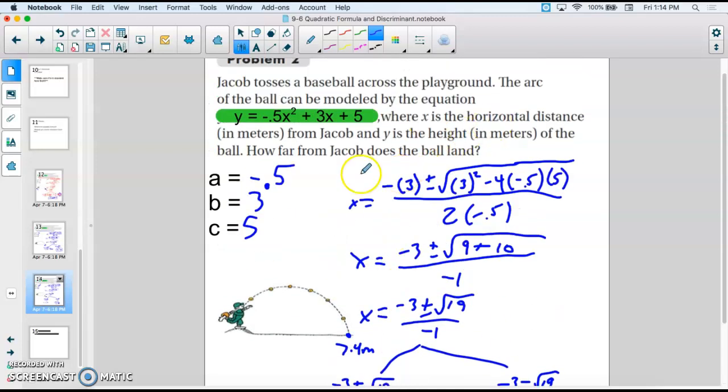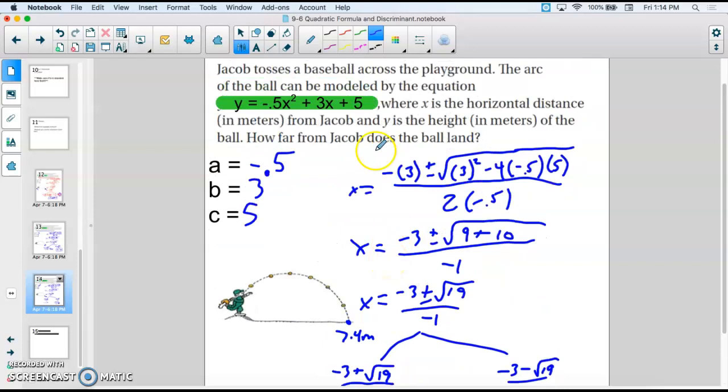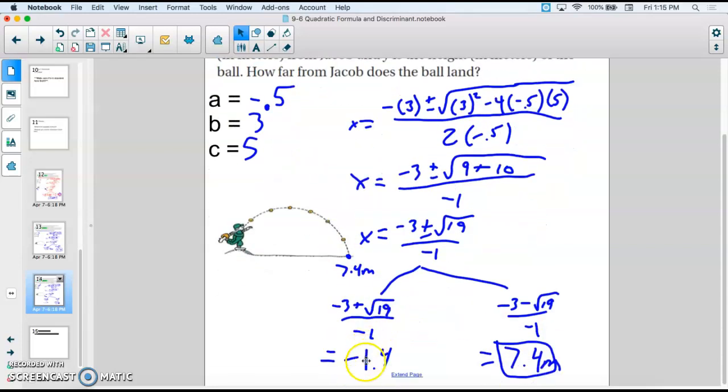Now, it's not always the positive number, right? Usually it is. However, if the problem said behind, you know what I mean. If the problem said, Jacob is bowling, and he threw the ball, but it went backwards. How far behind him did it land? Well, that problem would actually be asking for the negative answer, right? The answer would be behind him right here, the -1.4.